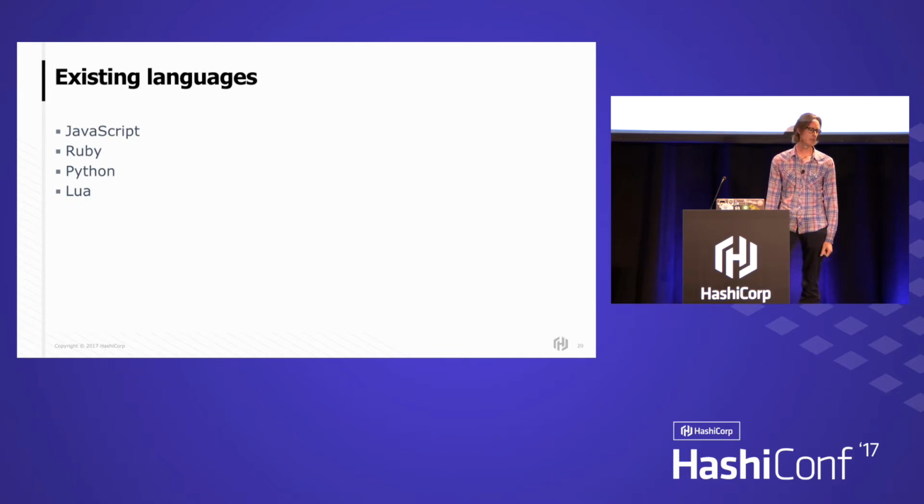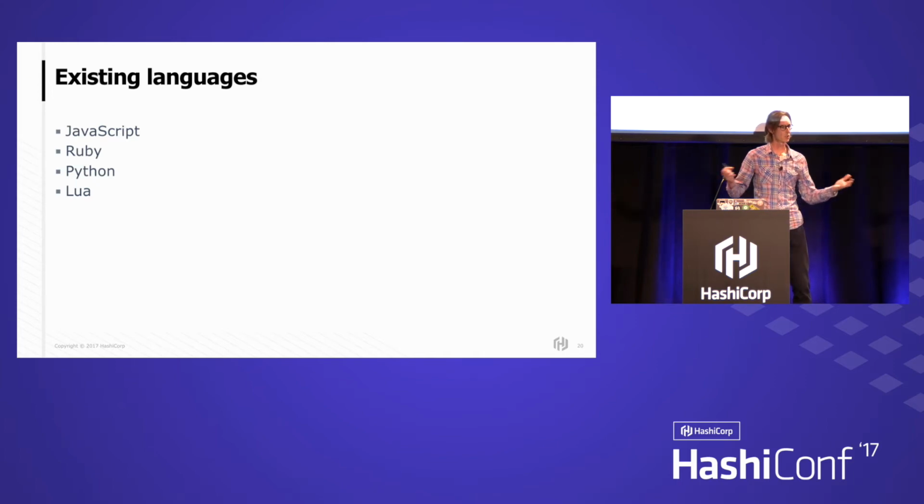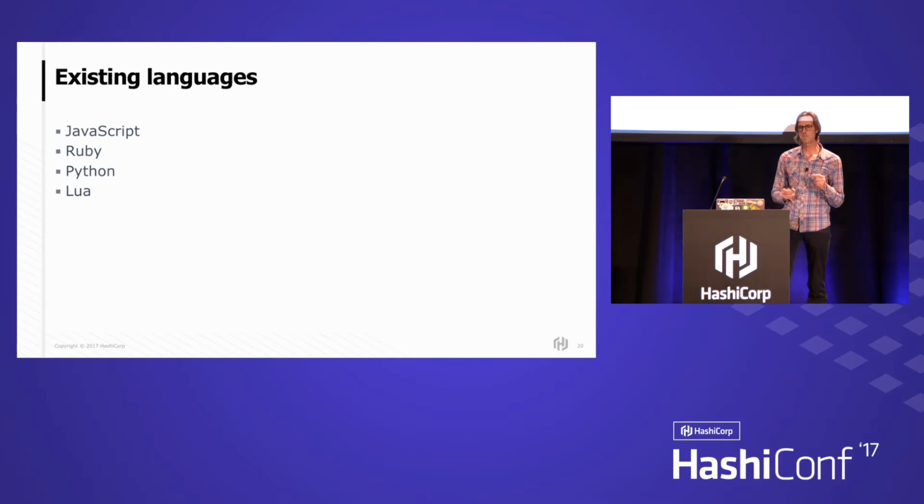So why didn't we just use JavaScript or Ruby or Python or Lua? We did actually spend quite a bit of time looking at this, and we didn't necessarily think first, let's go create a specific language or a DSL. But each of the existing languages had their own kind of problems with the 5 language goals that we had. One of the main issues was around embeddability.